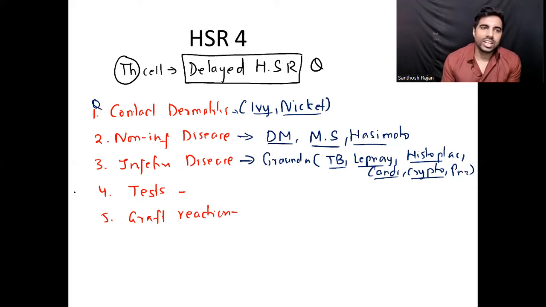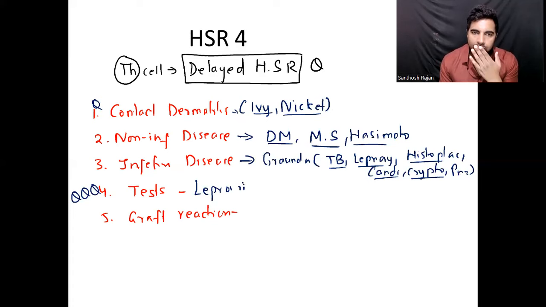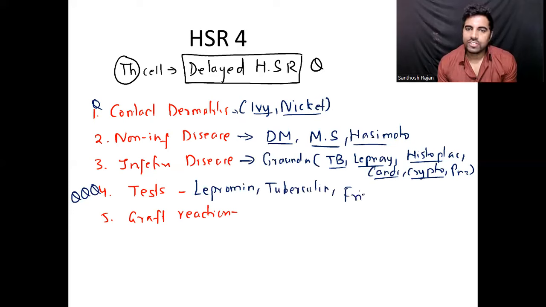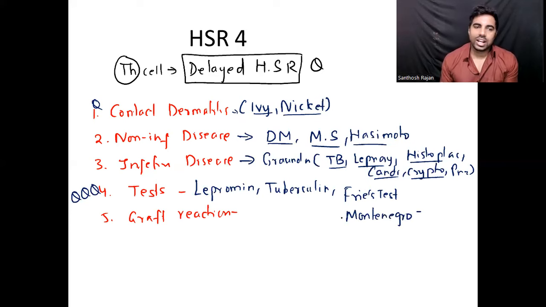The most important thing they ask here, very, very important, is the different types of tests. What are the tests? Lepromine for leprosy. And tuberculin for TB. Frei test. And one more test is there. What? It is Montenegro. Okay.